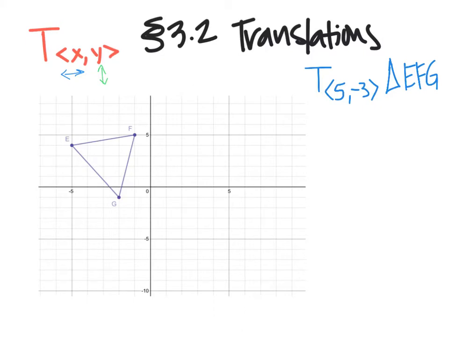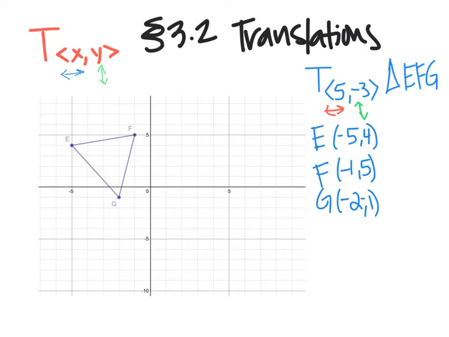So again, this one is our left and right, while this guy is our up and down, just like it is in regular ordered pairs. So the 5 tells me I'm going to move points E, F, and G 5 units to the right, and the -3 says I'm going to move it 3 units down. So first, let's make a table with our ordered pairs. So these are our original ordered pairs.